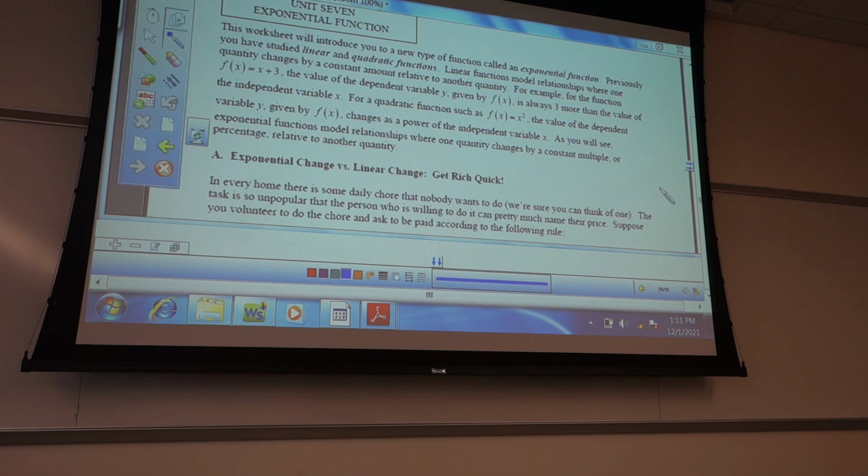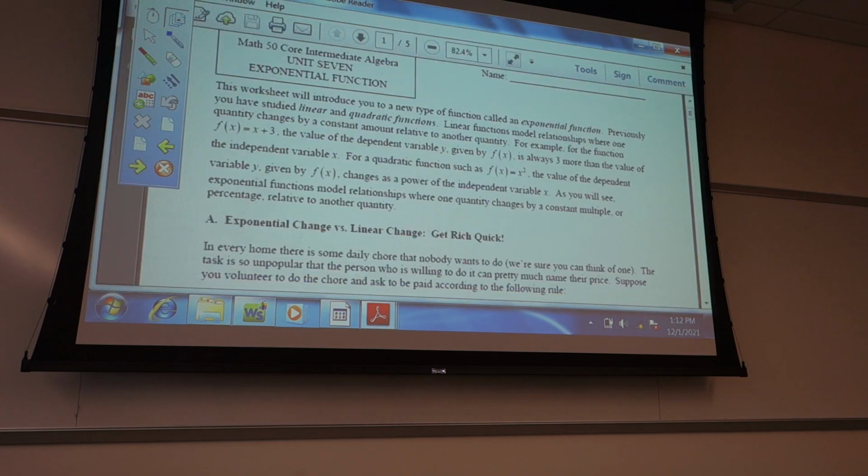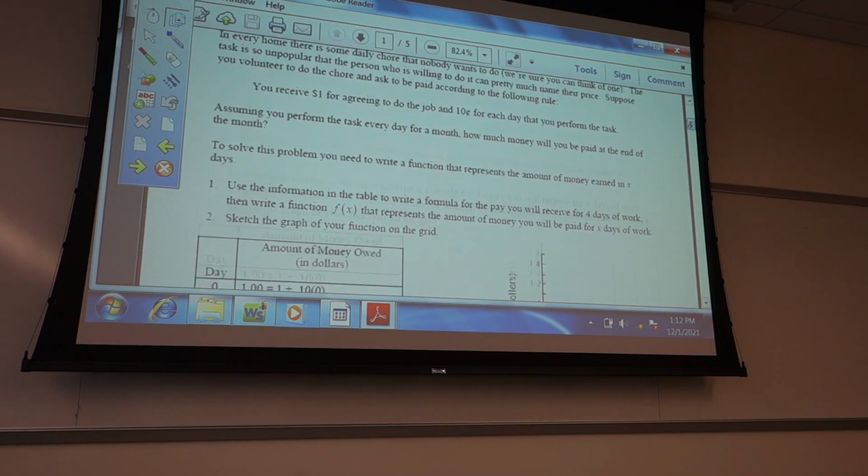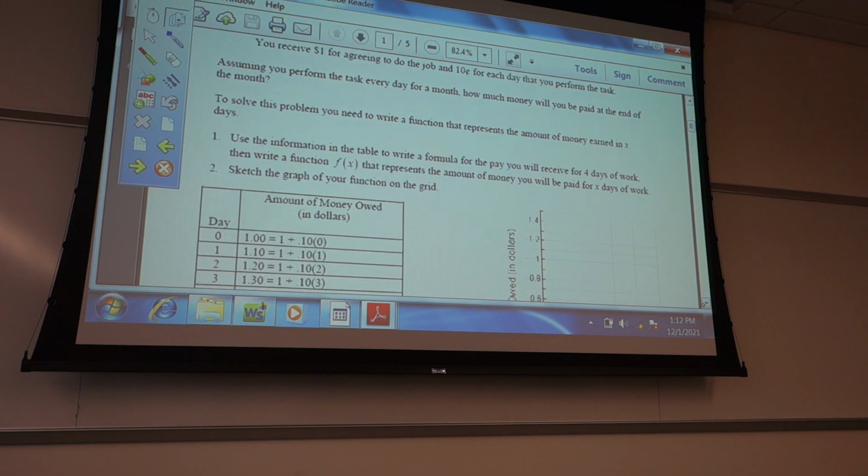So for example, in every house, there's some chore that no one wants to do, right? Whatever it is, picking up all the dog poop or whatever. There's some job so unpopular that the person willing to do it can pretty much name their price. Suppose you volunteer to do the chore and you ask to be paid according to the following rule. $1 for agreeing to do the job, plus 10 cents for every day that you perform the task. If you did it every day for a month, how much money will you be paid at the end of the month?